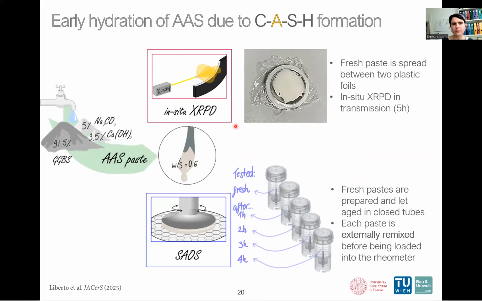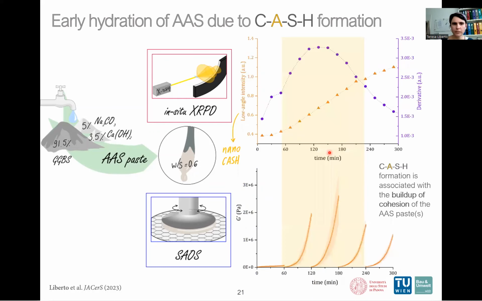To overcome this limitation, we prepare more samples at the very beginning, and then we test, for example, the first one fresh, and the other one we let age in a closed tube to avoid any evaporation, and then we remix externally before loading into the rheometer. In this way, our window is longer. Here you have the result. Let's start with in situ XRPD.